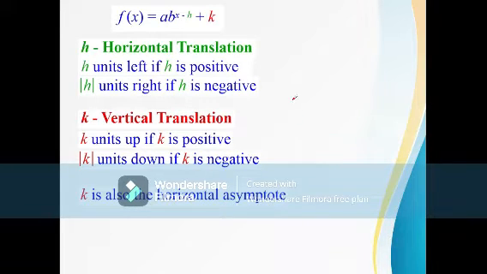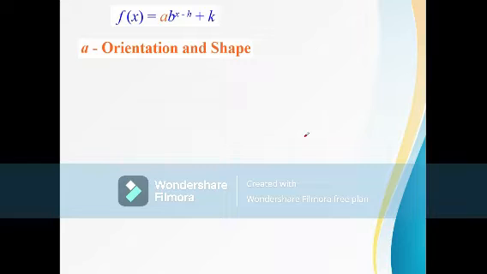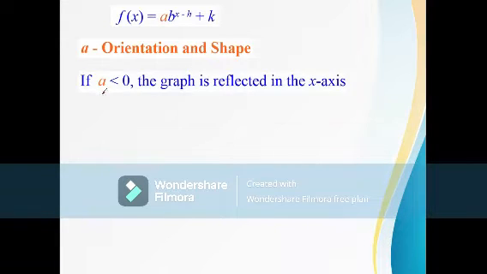So you have to familiarize yourself with this one so you can picture what the graph looks like if you're only given the exponential function. Okay, now let's continue. For f of x is equal to a b to the power of x minus h plus k, a would be the orientation and shape. If a is less than 0, the graph is reflected in the x-axis.